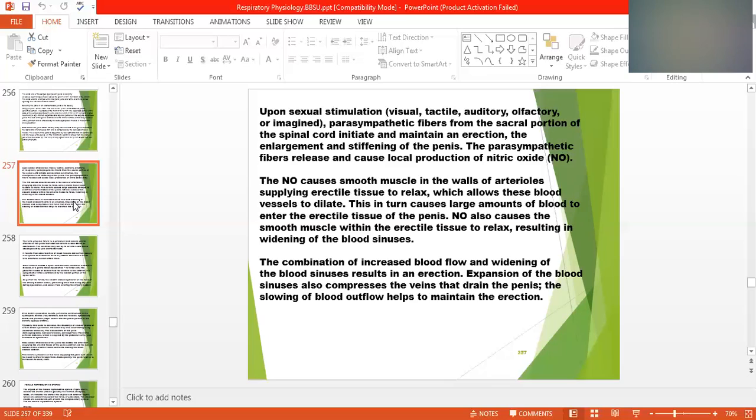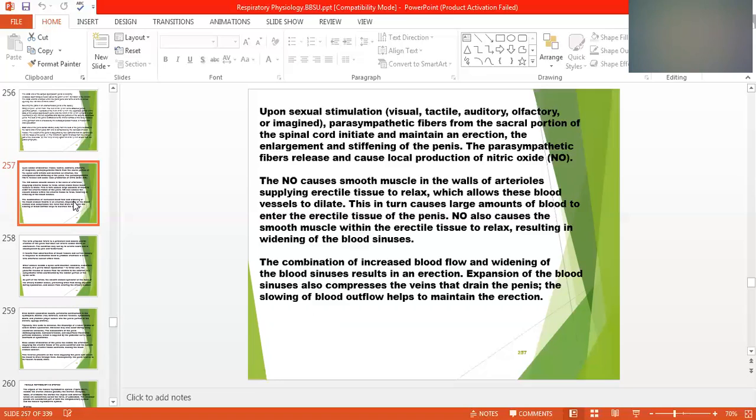Parasympathetic fibers from the sacral portion of the spinal cord: from the spinal cord, some nerve fibers come out, initiate and maintain an erection. It will give a stimulation to the muscles for the mechanical function to give erection, enlargement and stiffening of the penis. And this happens with the parasympathetic system, which is the autonomic nervous system.